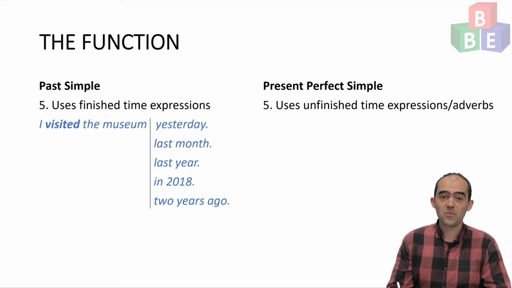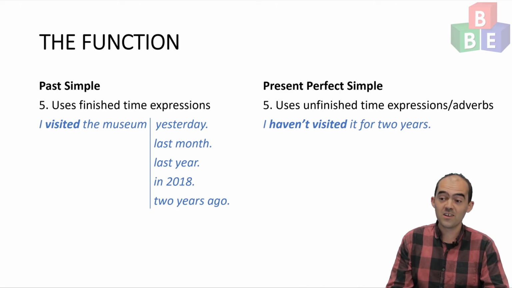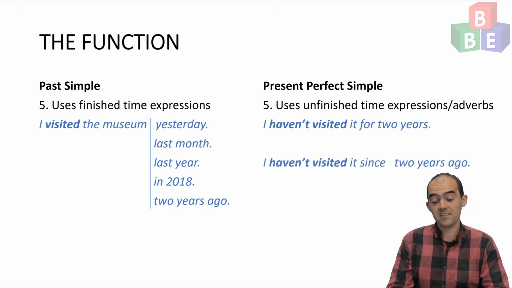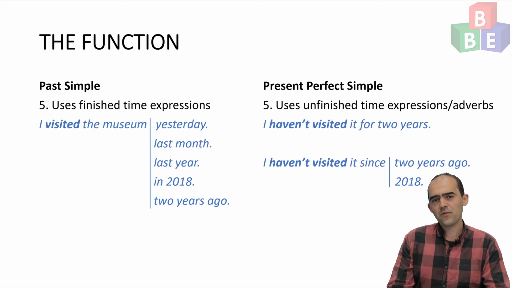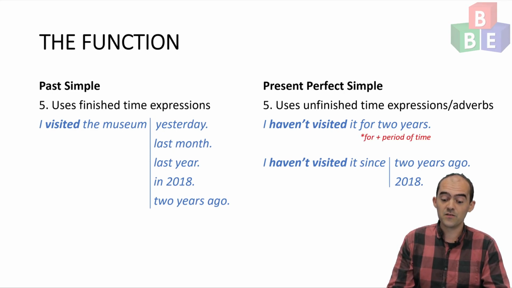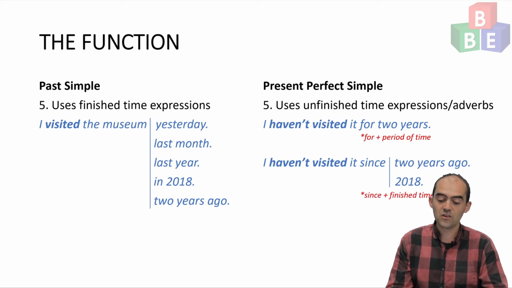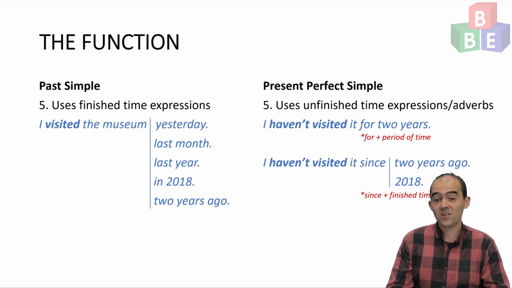We can also use prepositions for and since with the present perfect. So I haven't visited it for 2 years, or I haven't visited it since 2 years ago, or since 2018. What's the difference between for and since? Well, for talks about a period of time. I haven't visited it for 2 years. Whereas since talks about a finished time. I haven't visited it since 2 years ago, or since 2018.